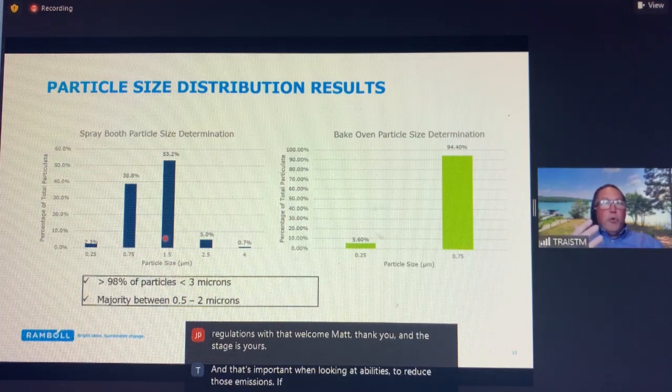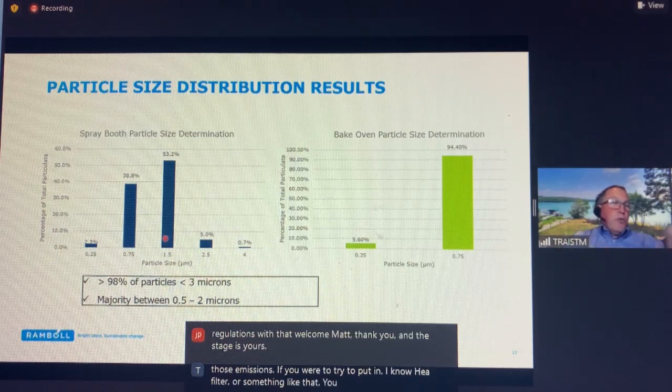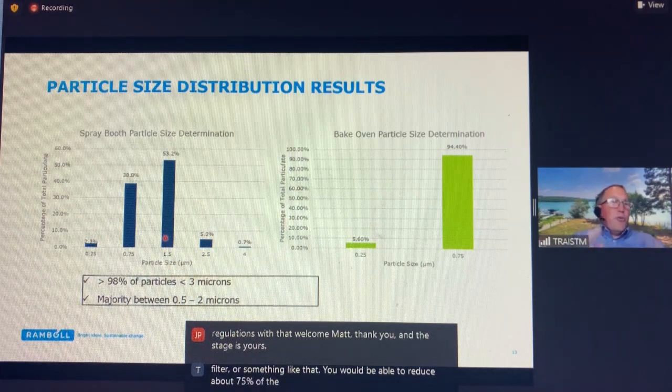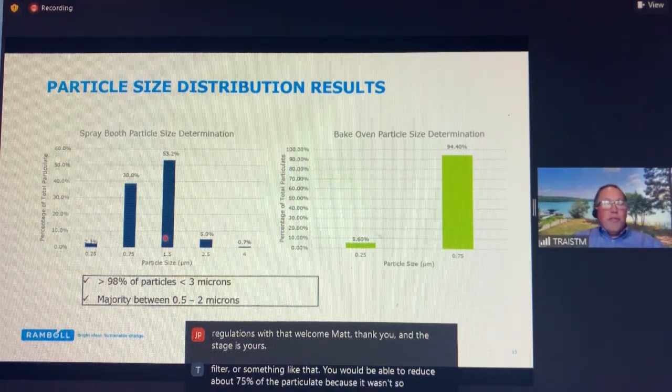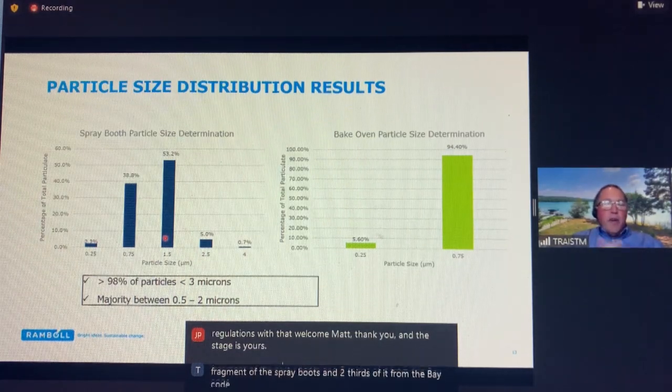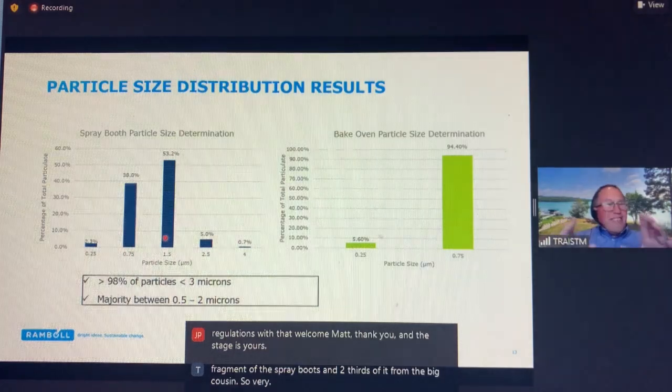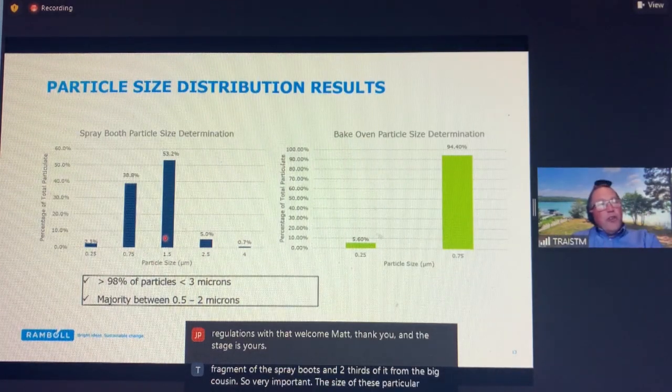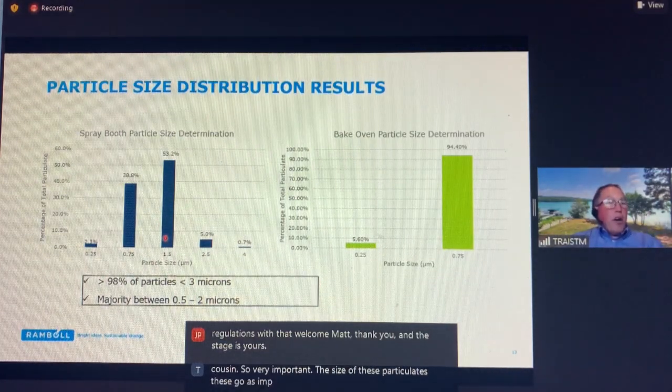If you were to try to put in another HEPA filter or something like that, you would be able to reduce about 75% of the particulate because it was a filterable fraction off the spray booth, and 2/3 of it from the bake oven. So very important, the size of these particulates. These go as inputs into the model.